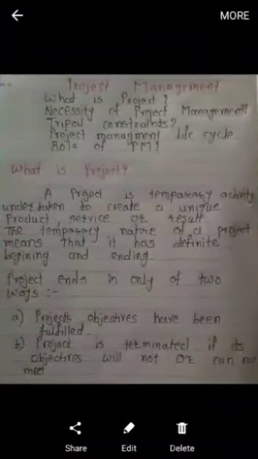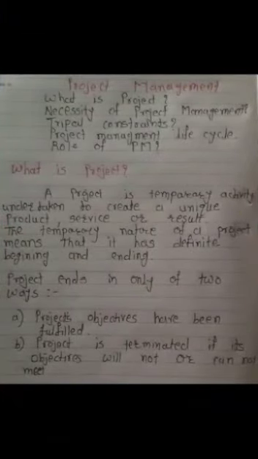Good morning everyone. Today I will give you the introduction to project management. This subject is an 8th semester elective subject of the computer engineering branch. So this is very important, with small terms regarding project management. This is the first chapter, the introduction.